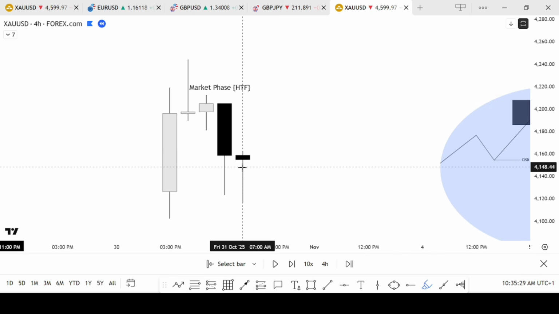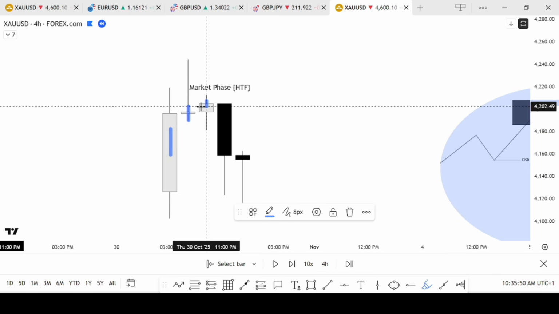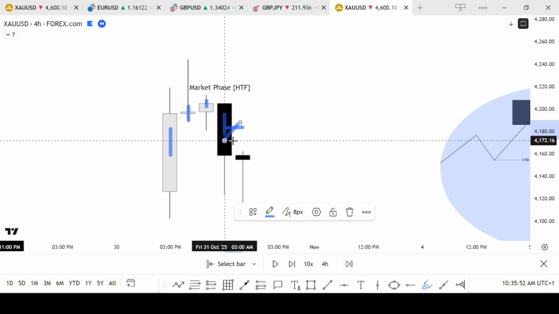So the market phase that I always talk about, which is part of the trading protocol, is the candle closures, not just on any random time frames, but usually on the higher time frames, because they are going to show us the intent of price action. So in this case, we have phase 1, phase 2, phase 3, and phase 4. Now take note of this.